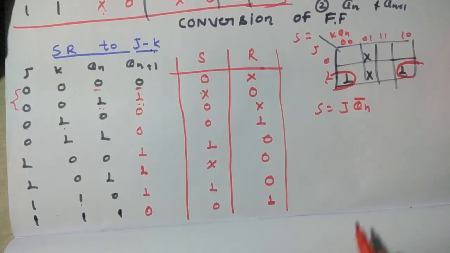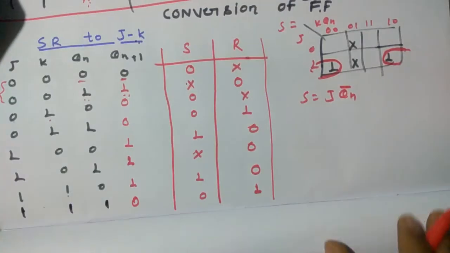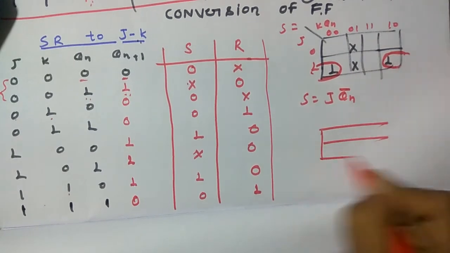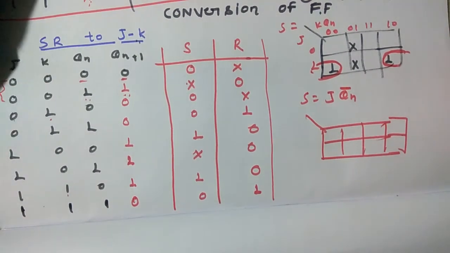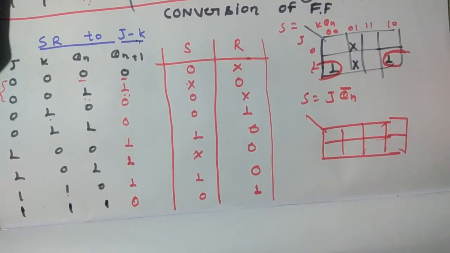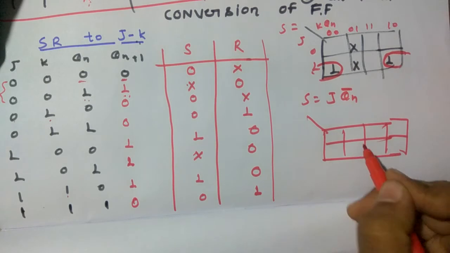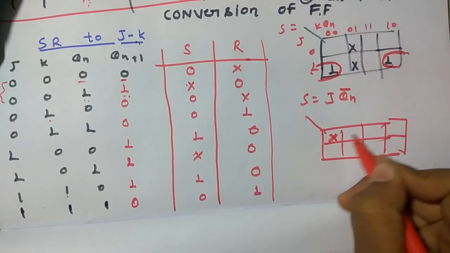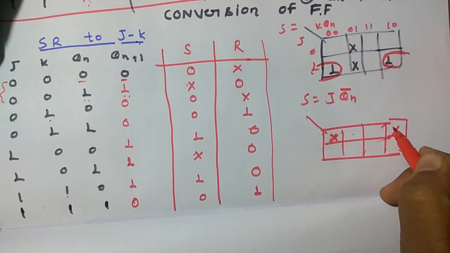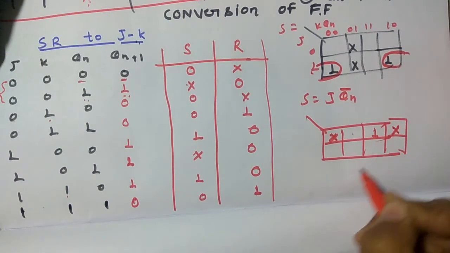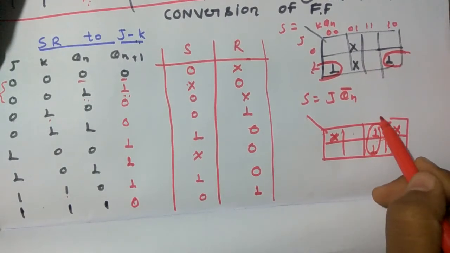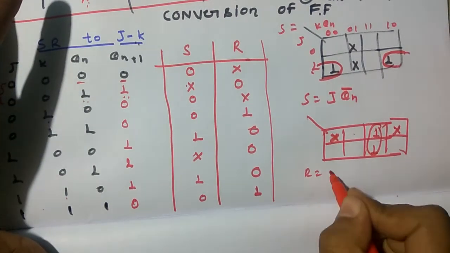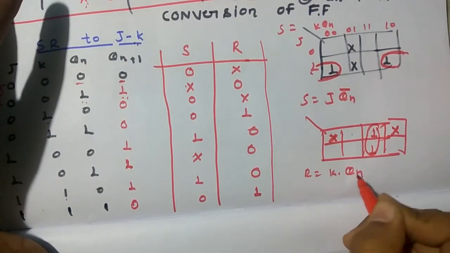Similarly, we have to do it for R also. So R will be cross, 0, cross, and 1, and the seventh one 1. That will be like this one. So this is nothing but K into Qn. So R is equal to K into Qn.